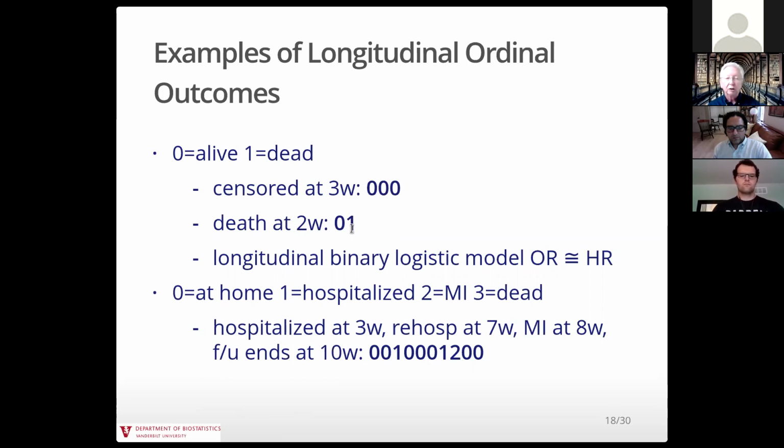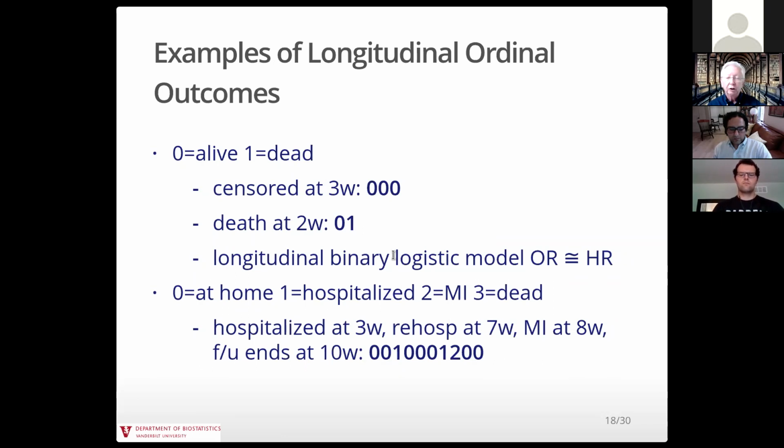That's a terminating event. Now, in the longitudinal binary logistic model that could be used to analyze these data, the odds ratio from that model is almost exactly equal to the hazard ratio from the Cox model. And if you put in a time-dependent covariate to allow for a time-varying treatment effect, the coefficient of that would also equal the coefficient from a Cox model with a time-dependent covariate. So this is grounded in something we're very familiar with, but how does it extend to non-terminating events?